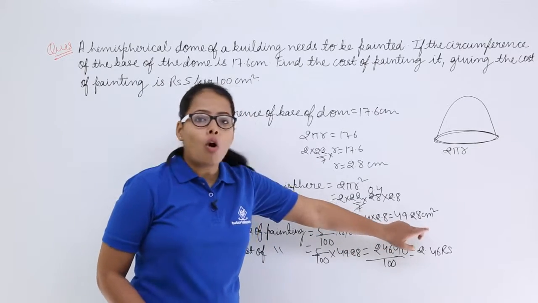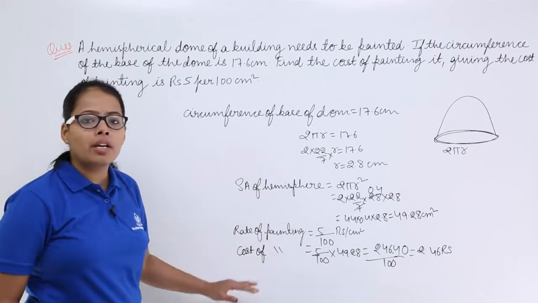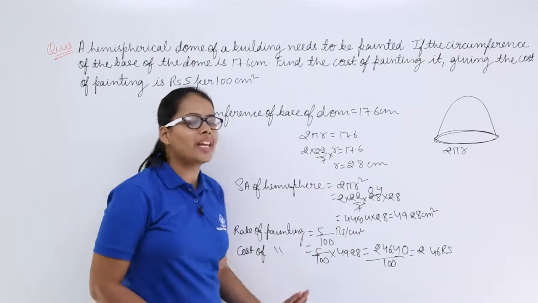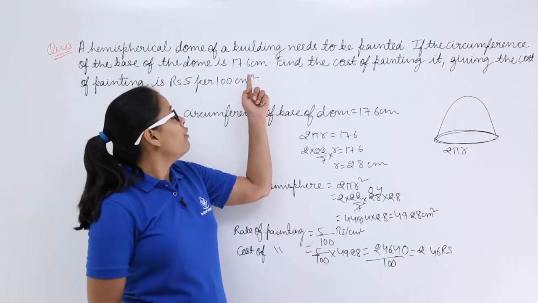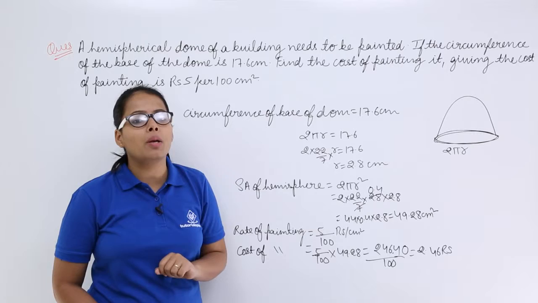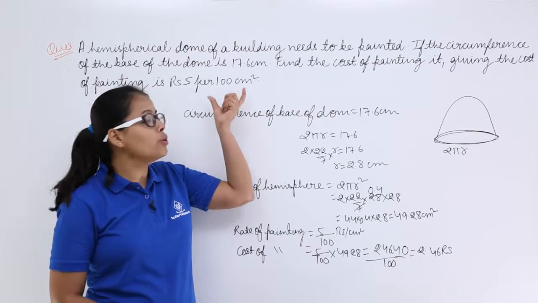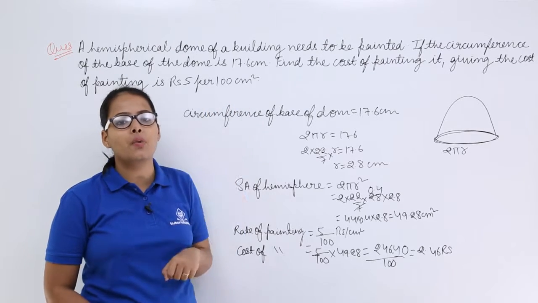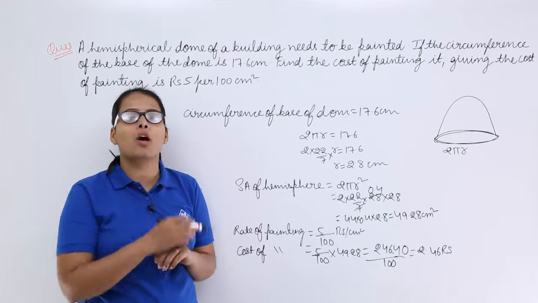As all of these units were in centimeter square, you need not do any conversion here. But if 17.6 were in meter, then you'd have to change this rate into meter as well, so that you can cancel out both of them.